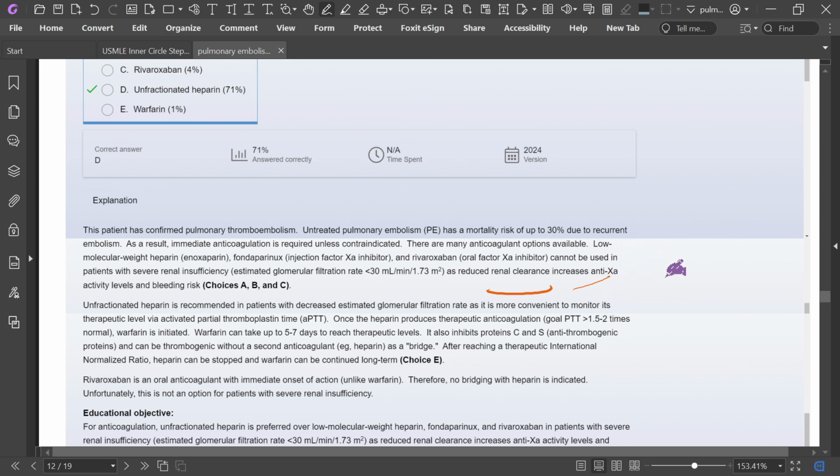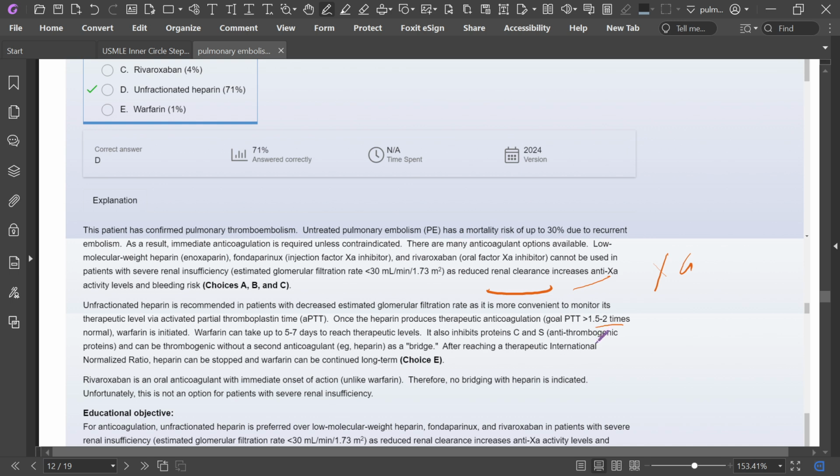anti-10A activity levels and bleeding risk. So with renal insufficiency, we cannot use low molecular weight heparin, fondaparinux, and rivaroxaban. In these cases, unfractionated heparin is recommended with decreased estimated GFR as more convenient. Its therapeutic level is monitored via APTT. Once the heparin produces a therapeutic level, the goal of APTT is more than 1.5 to 2 times normal.